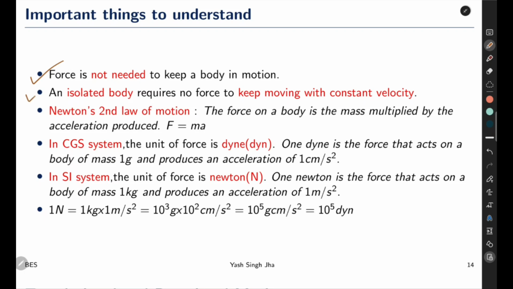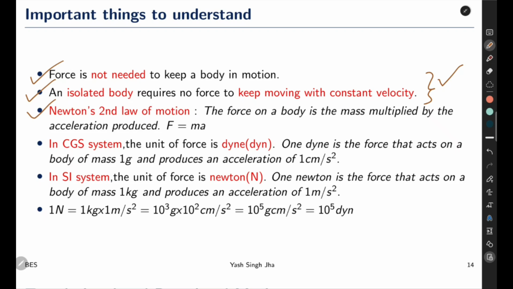Second point to notice, an isolated body requires no force to keep moving with constant velocity. The two points are the same but in different words. That means if the football is already moving with a constant velocity and no other external force is acting on the football, what will happen? It will keep on moving with the constant velocity.